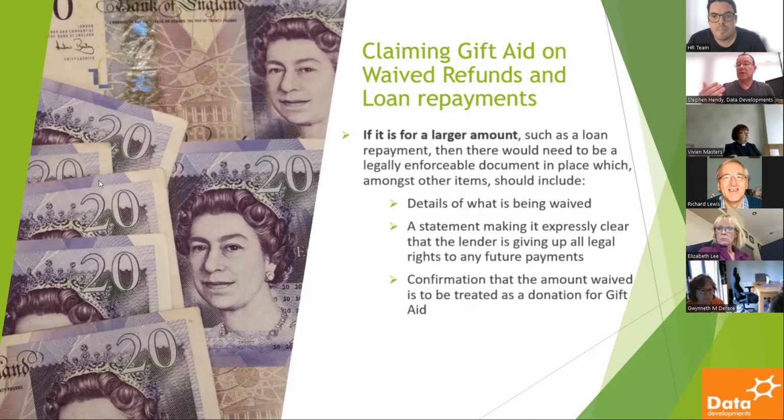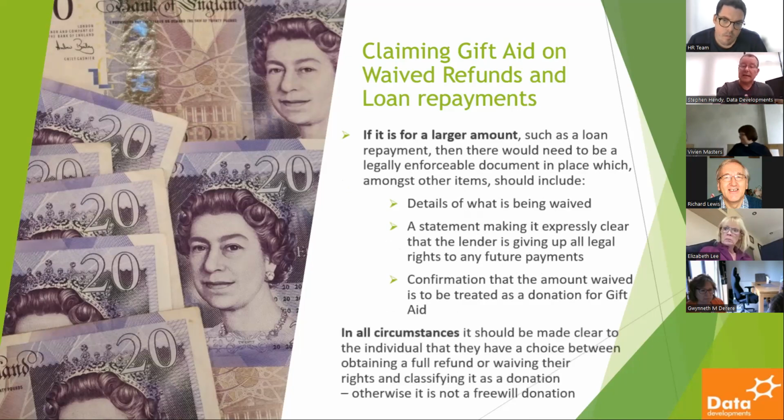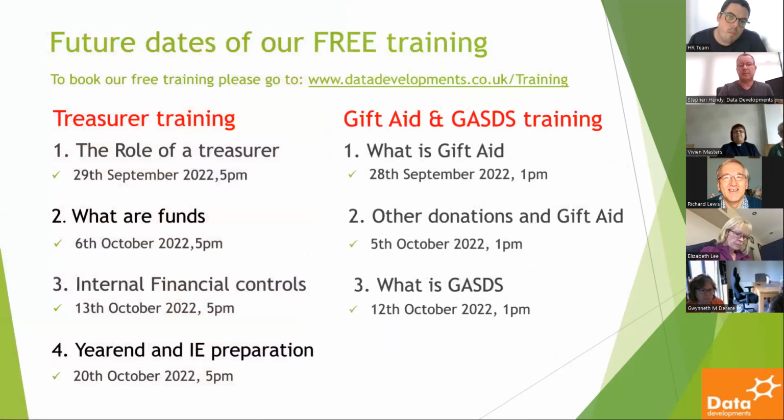If it's a large amount, you need a statement making it expressly clear that the lender is giving up all legal rights to any future payments. Confirmation that they waived it, to be treated as a donation for gift aid, and details of exactly what's been waived. So yes, it can be done. If it's a large amount, you need to get a proper statement in place. If it's a small amount, an email just confirming details will normally be enough.